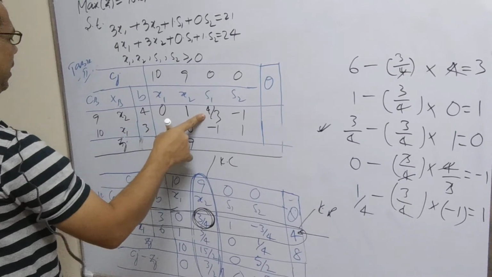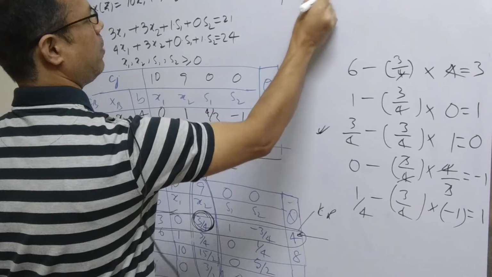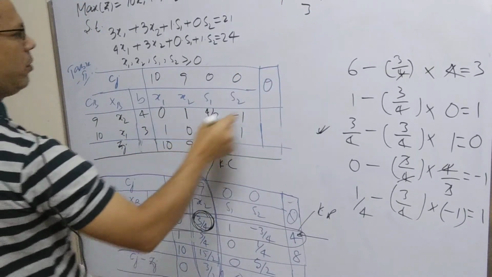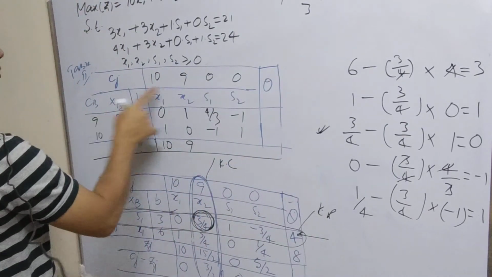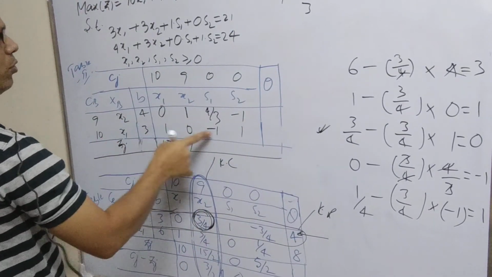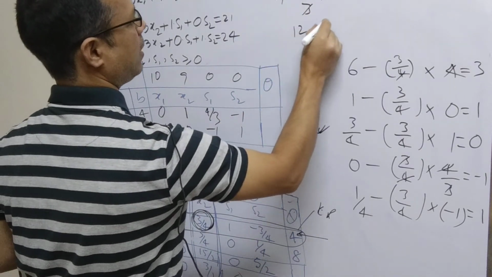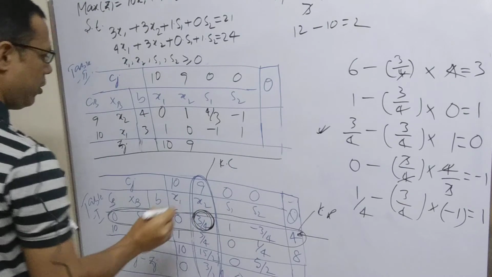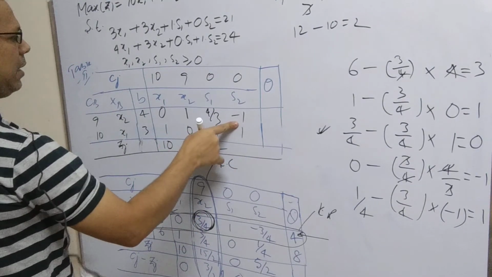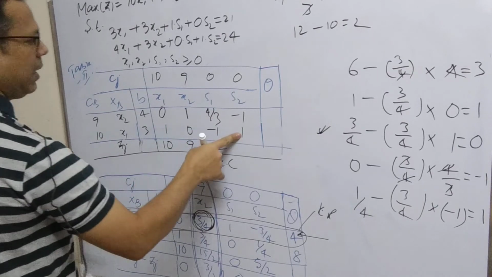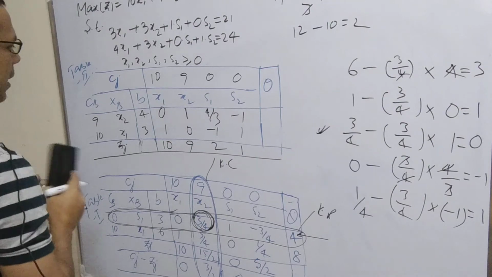9 into 4 by 3 plus 10 into minus 1. Now we are going to multiply 9 into 4 by 3 plus 10 into minus 1. So 3 threes are 9, 4 into 3, 12 minus 10, this is 2. So you need to write the value 2 here. 9 into minus 1, minus 9 plus 10, result 1. So now we have got the Zj.